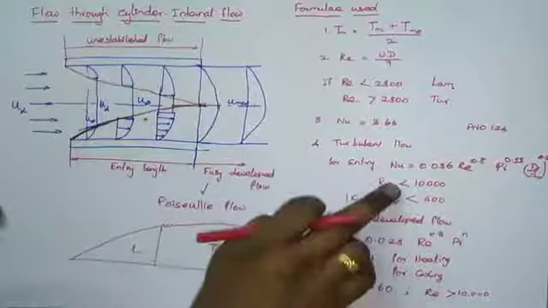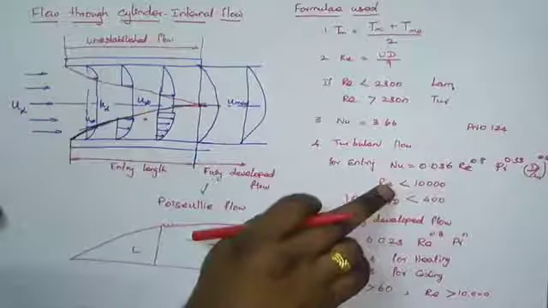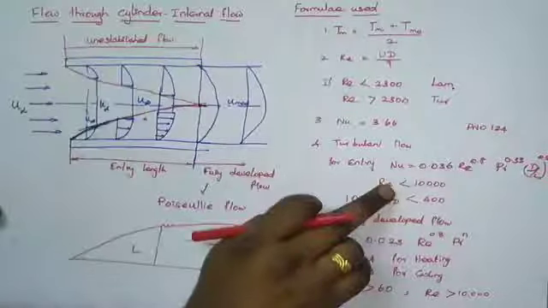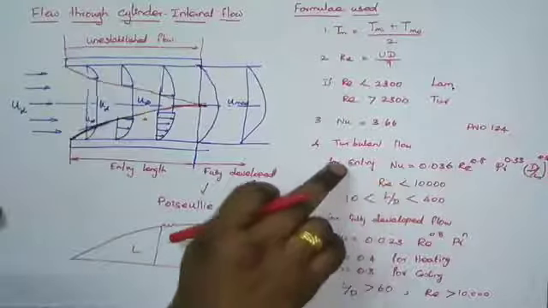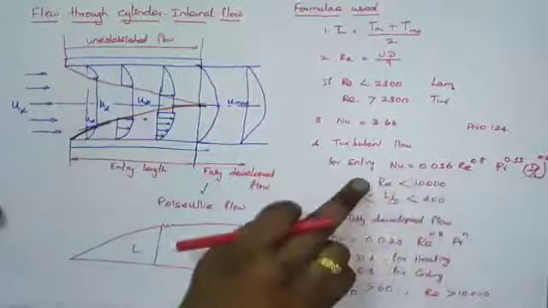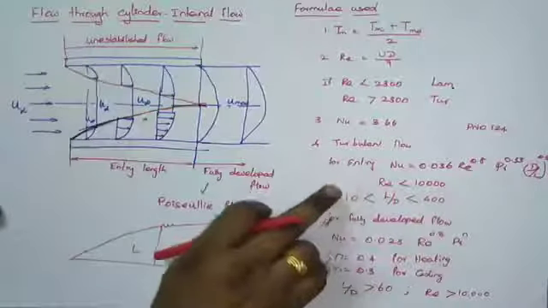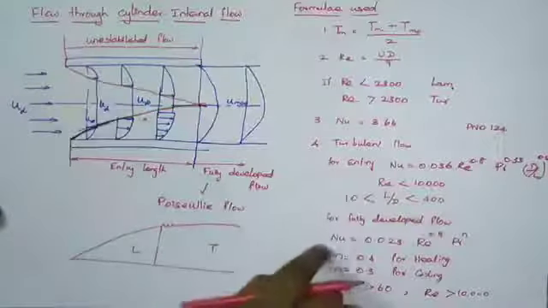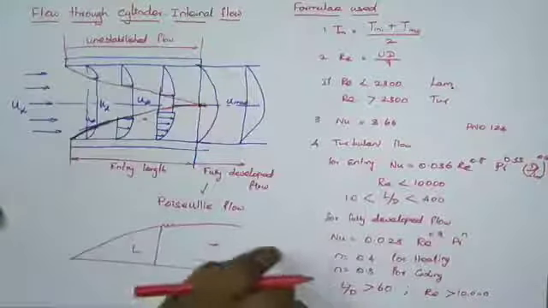Now first check the Reynolds number value. If the Reynolds number is less than 10,000, then the point is in the entry region. So now you just take this formula as your Nusselt number formula. If the Reynolds number is greater than 10,000, just take this formula from the data book, right?